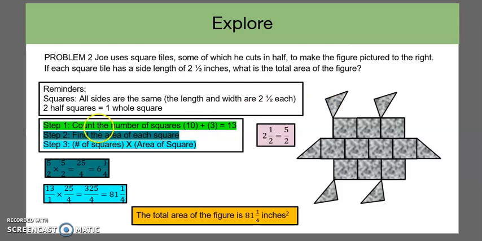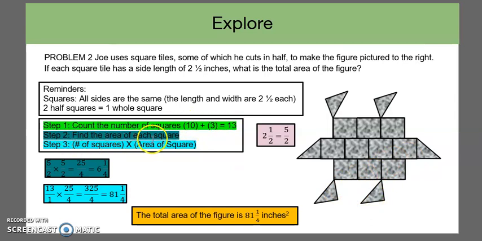So again, the first step is we're going to count the number of squares. I put 10 plus 3. There are 10 complete squares here, and there are 3 half squares. So this would be 1, this would be 2, and this would be 3. Therefore, we have 10 plus 3, which is 13.